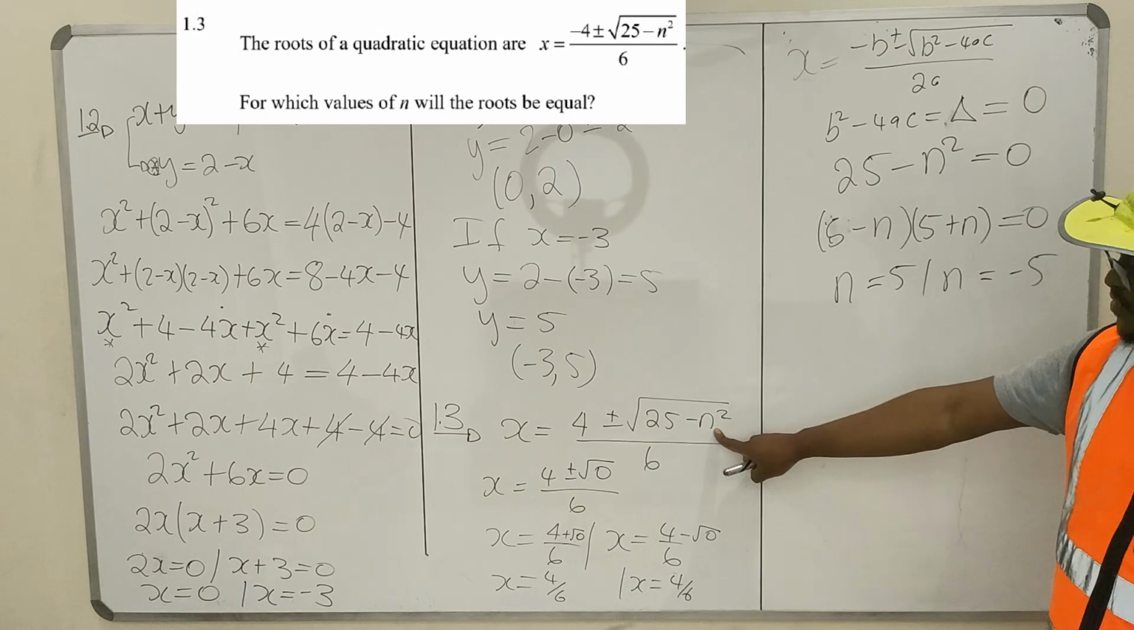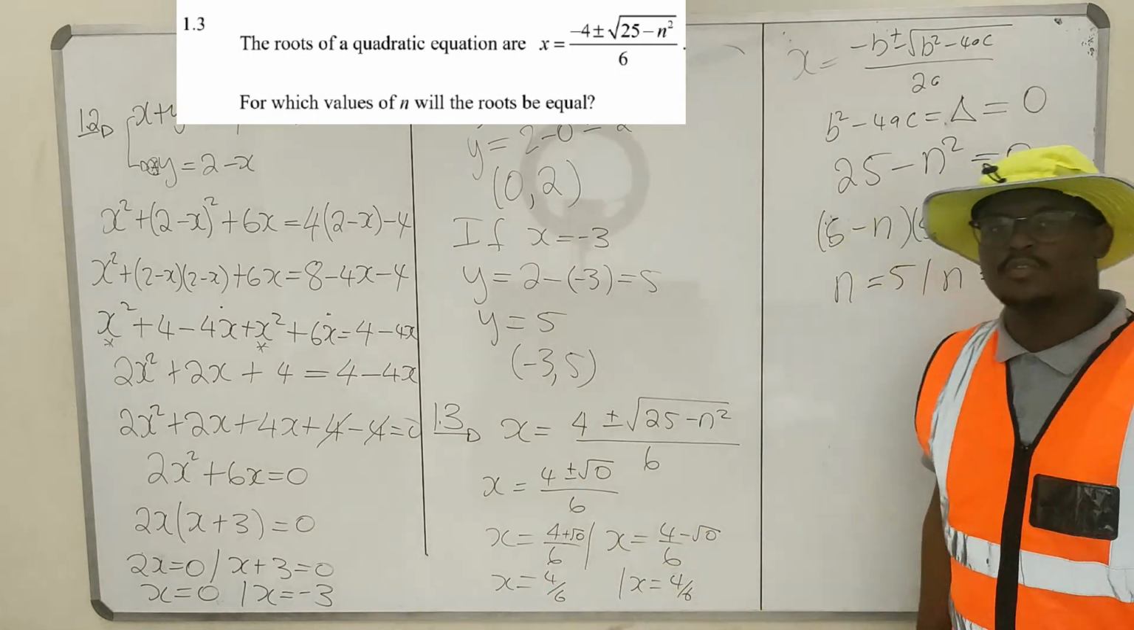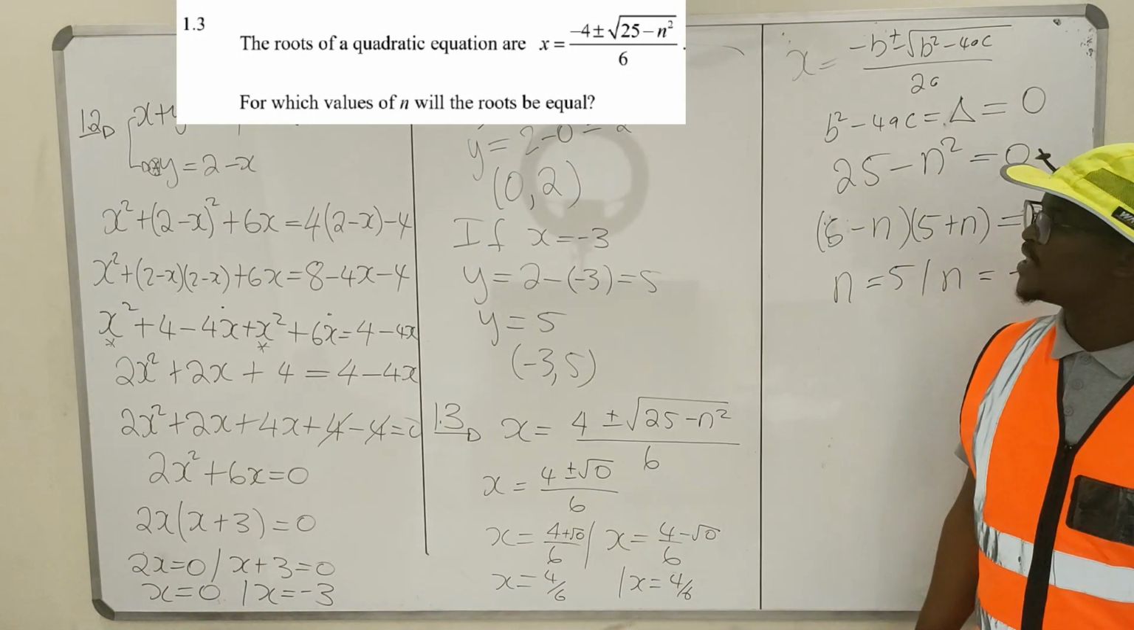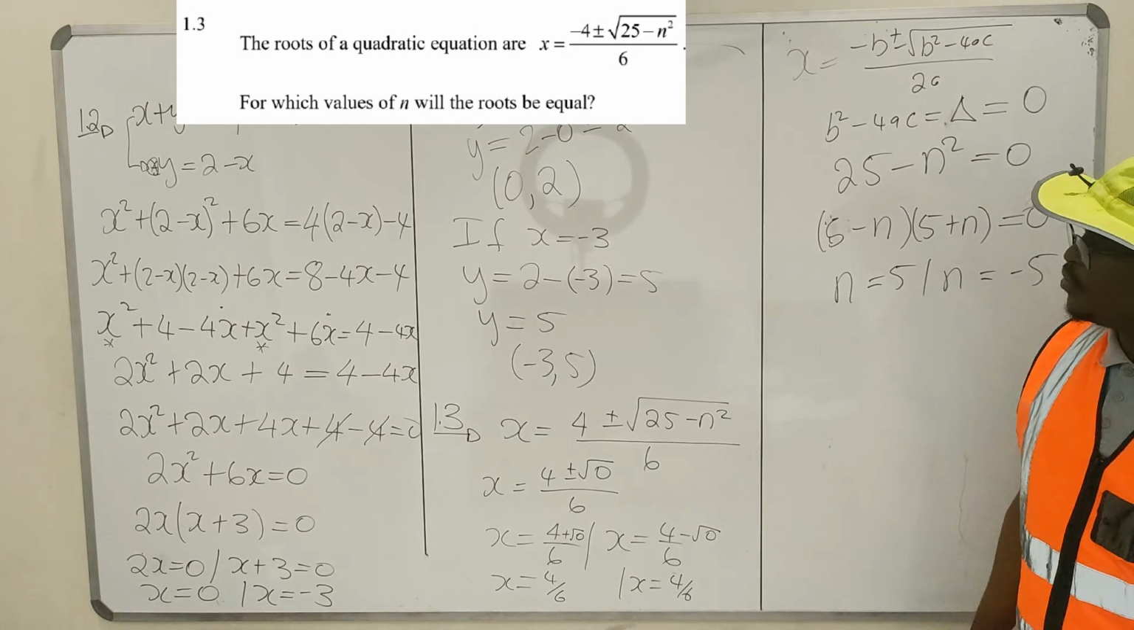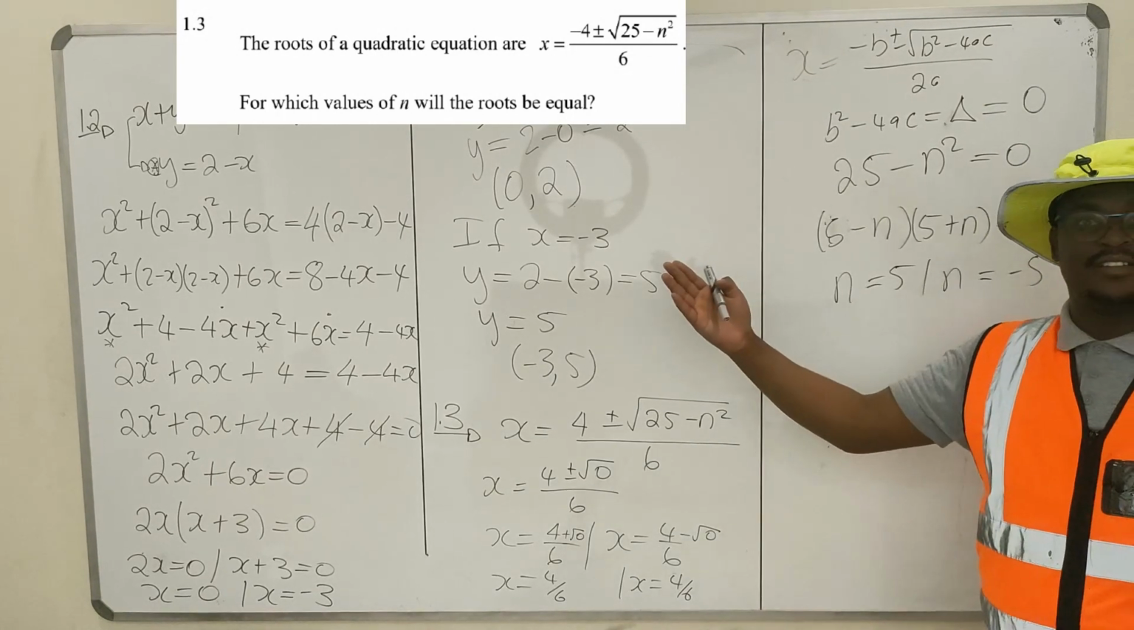You can substitute 5 and minus 5 there. You will find your answers to be these, both of them. So I think we're done with 1.2 here. 1.3, or with question 1.